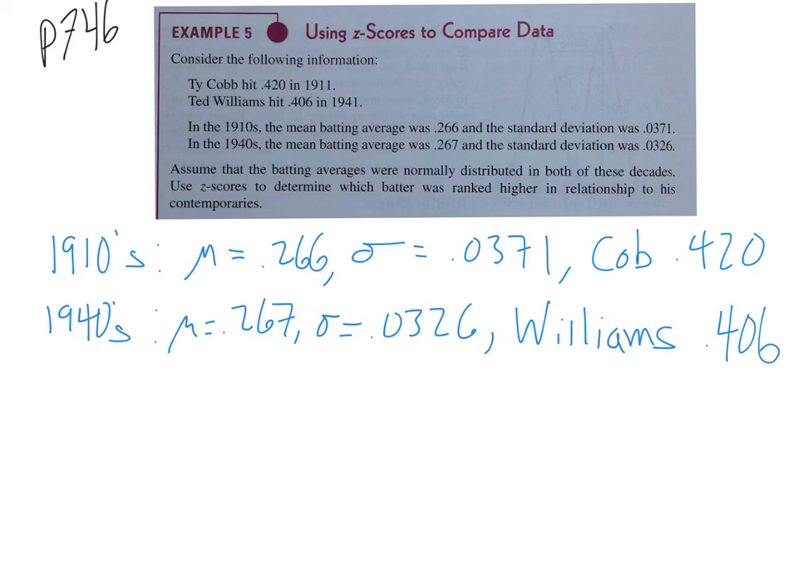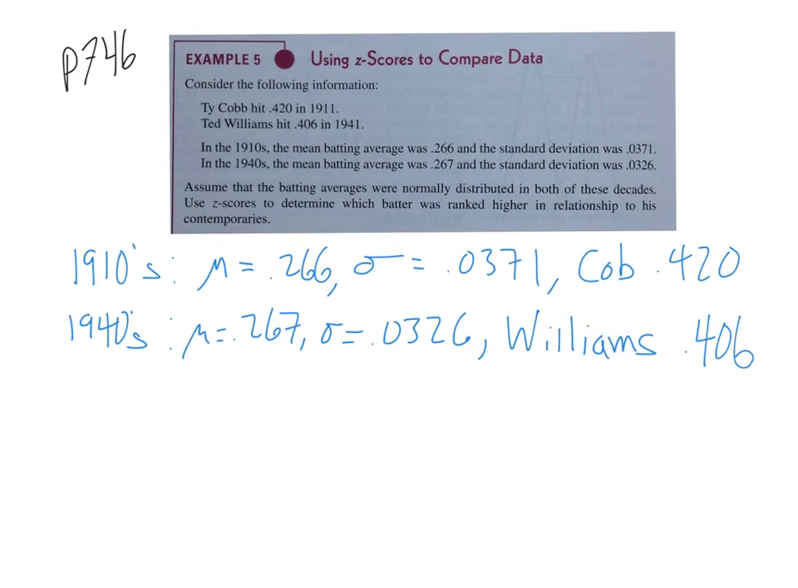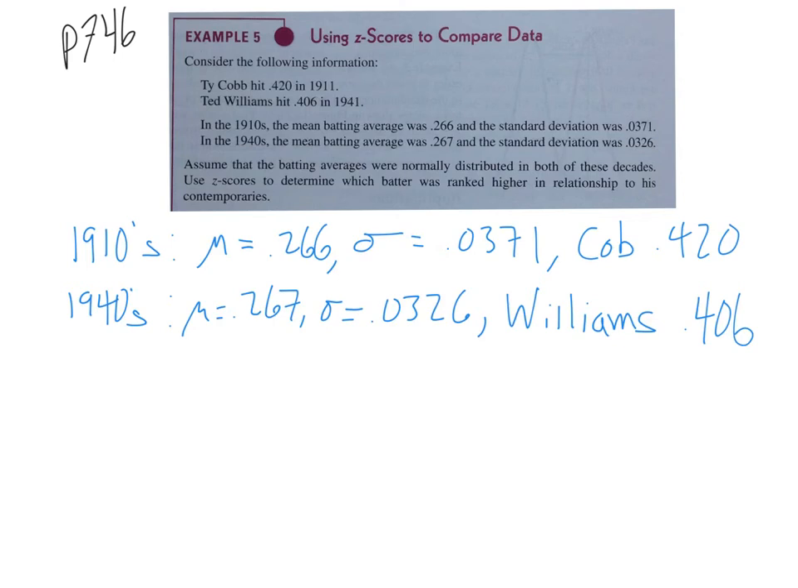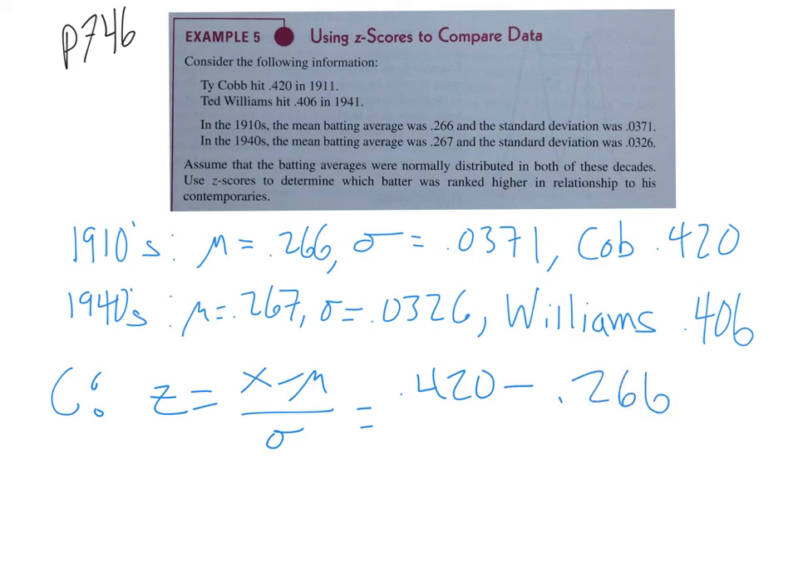So if we just focus real quick here on Ty Cobb, he's the batter from 1911, which is in the 1910s. So for Cobb, I'll just call him C. We're going to create a z-score, and here's your formula: x minus the mean over the standard deviation. The x is that person's value, or that person's score. So here that's going to be Ty Cobb's batting average, which is .420. We're going to subtract off the mean from the 1910s, which was .266. And we're going to divide it all by the standard deviation in the 1910s, which was .0371.